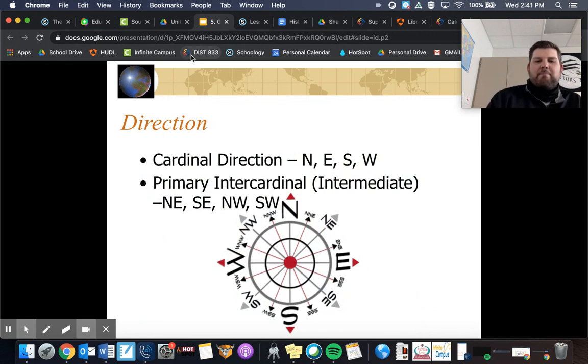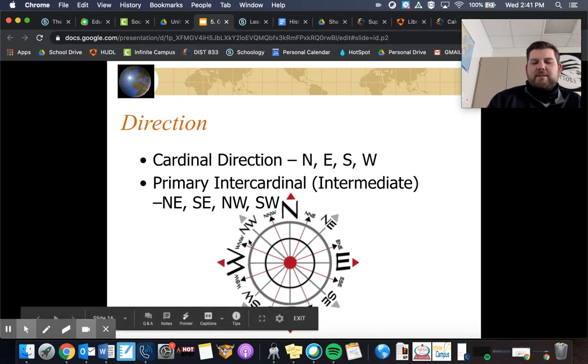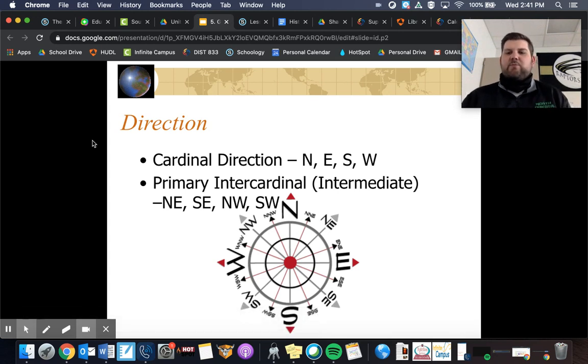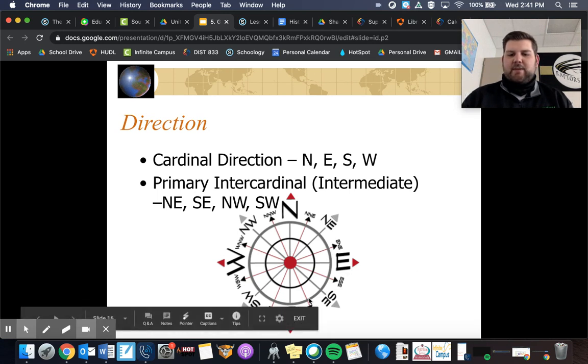Going back here, we have direction. This maybe should have been moved to the front, and that's my fault. But we have our compass here, and you need to know the directions. That's just a really good life skill to know. North points up, east points this way, south points that way, west points that way. Never eat soggy waffles.